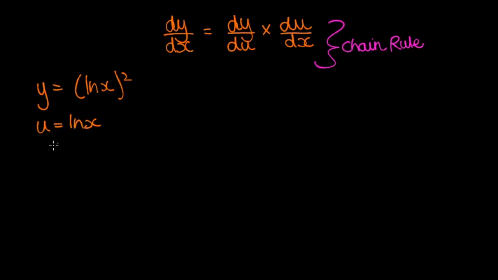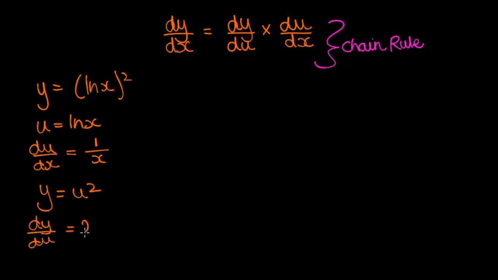And so if we differentiate this with respect to x, the derivative of natural log of x is 1 over x. So du by dx is equal to 1 over x. So now we need to find dy by du, but first we need to write y in terms of u. So if u is ln x, then y is equal to u squared. And therefore, if we differentiate this with respect to u, we get dy by du is equal to 2u using the power rule.